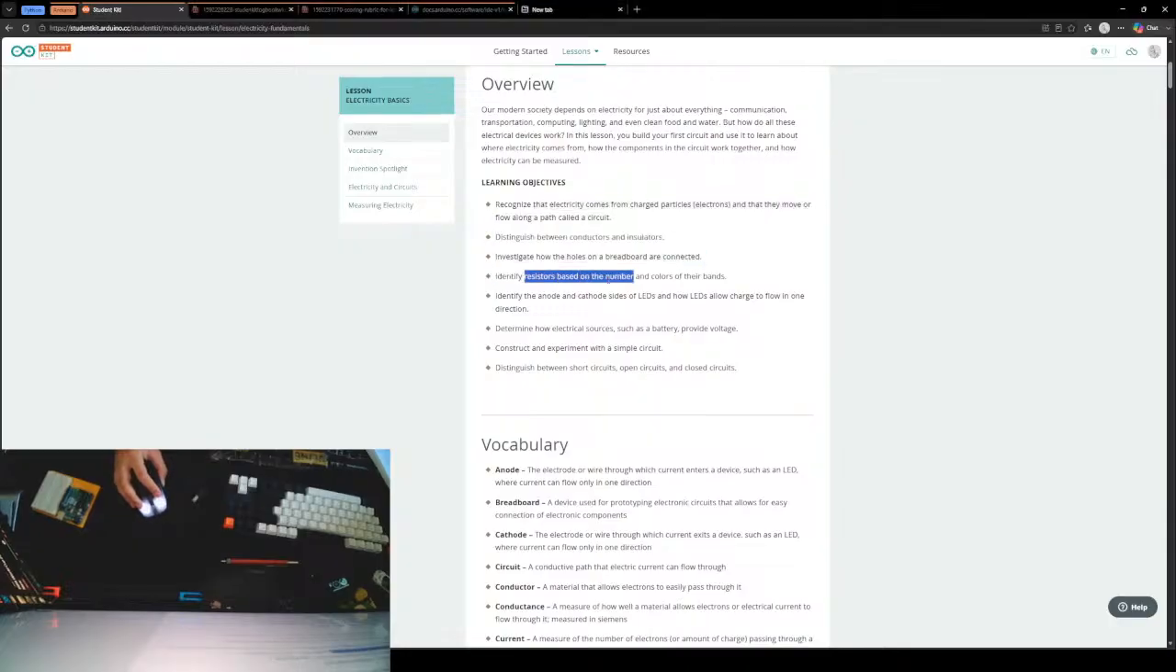Identify resistors based on the number of colors on their bands. Identify the anode and cathode sides of LEDs and how LEDs allow charge to flow in one direction. Determine how electrical sources such as batteries provide voltage. Construct and experiment with a simple circuit. Distinguish between short circuits, open circuits, and closed circuits.